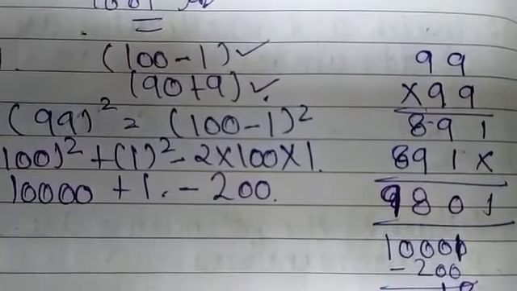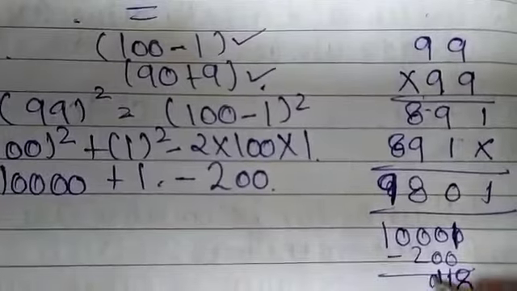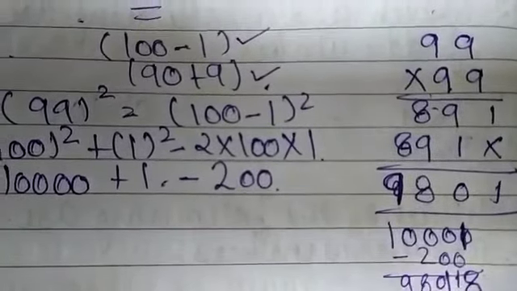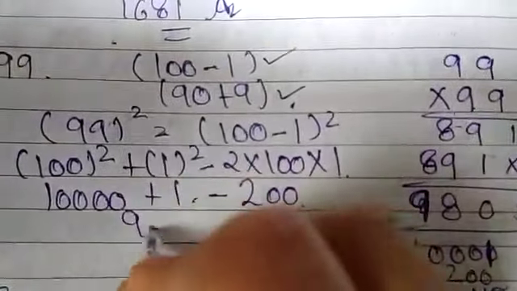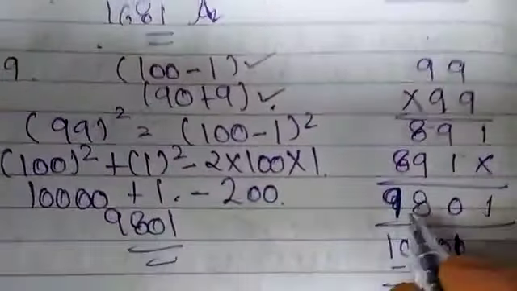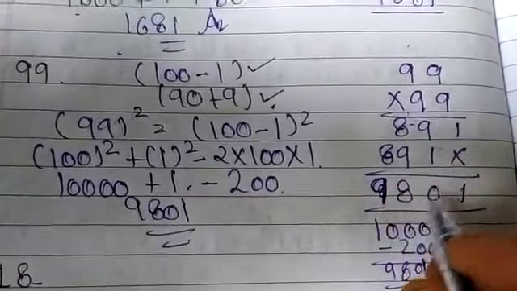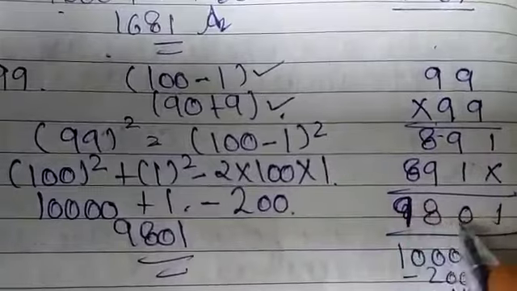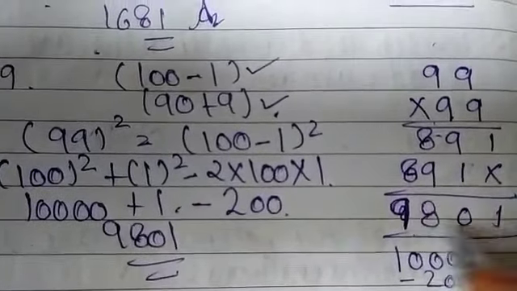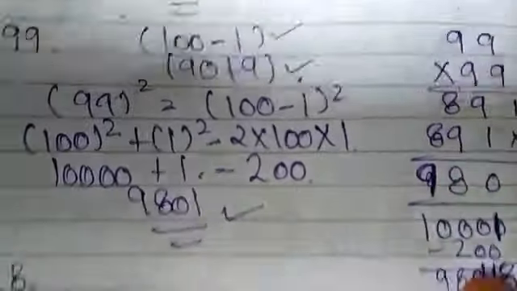I hope it is clear till here. So this will be 9801. So the answer will be 9801. See, here also I have multiplied in the simpler form. 99 into 99, then that answer will also be 9801, and this will also be 9801, correct?